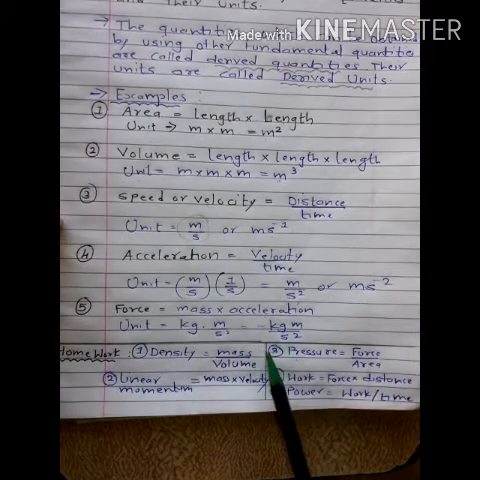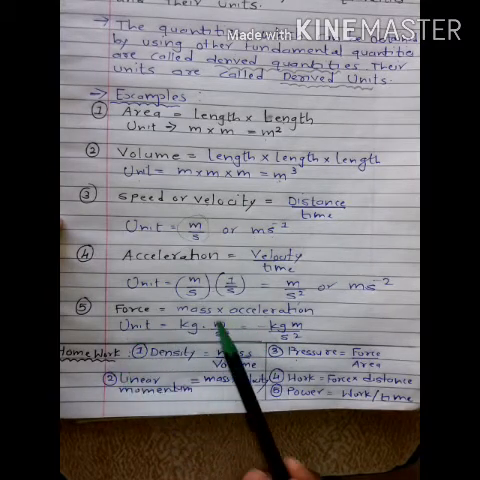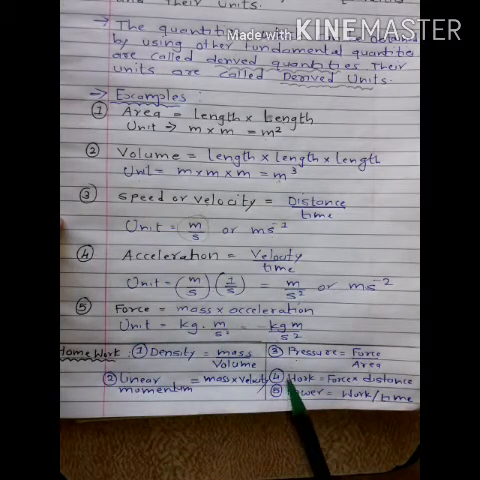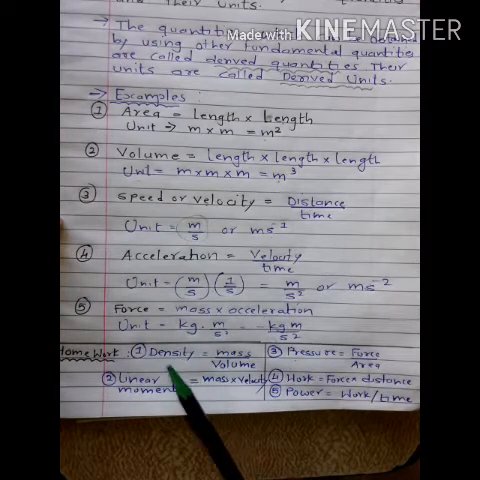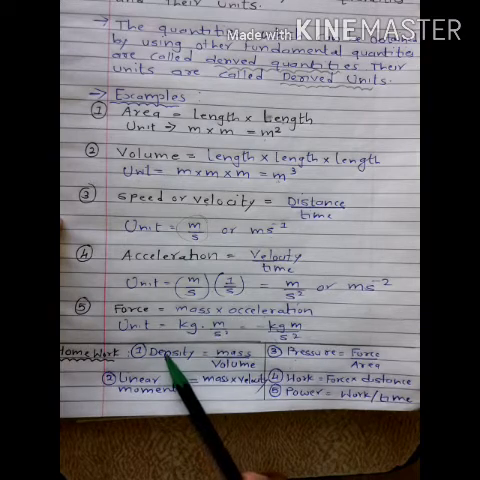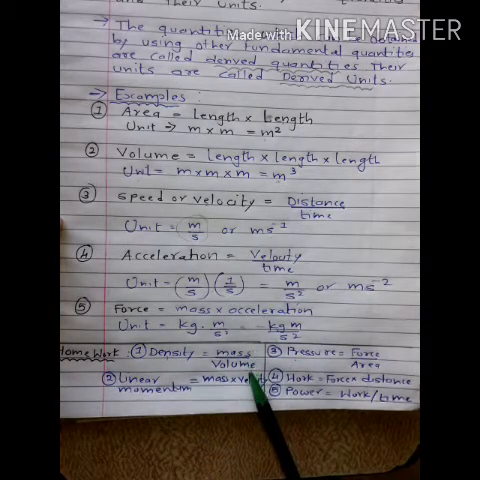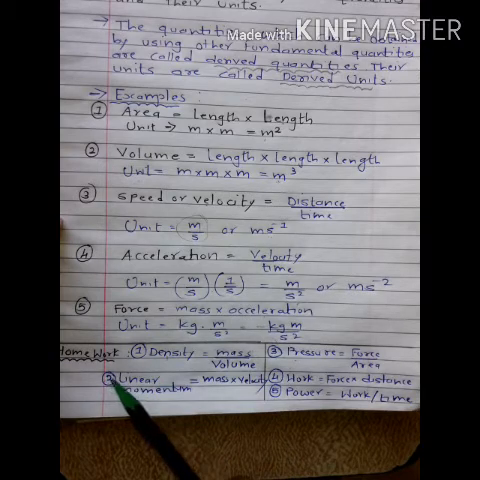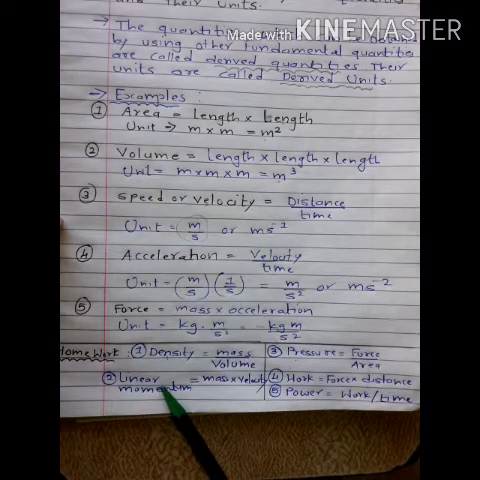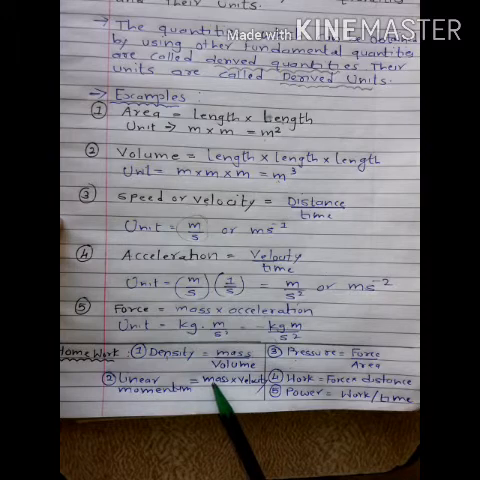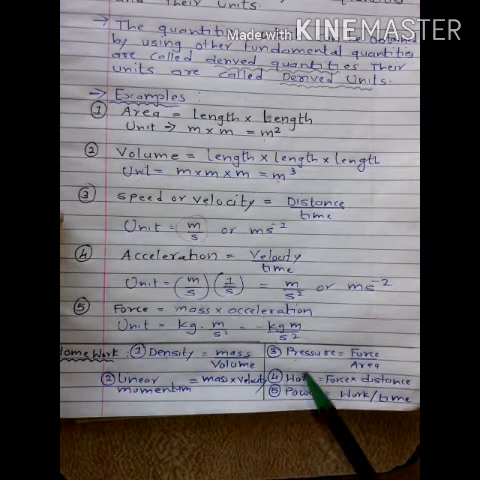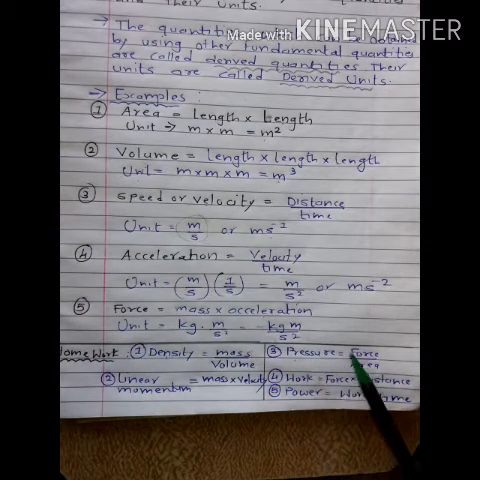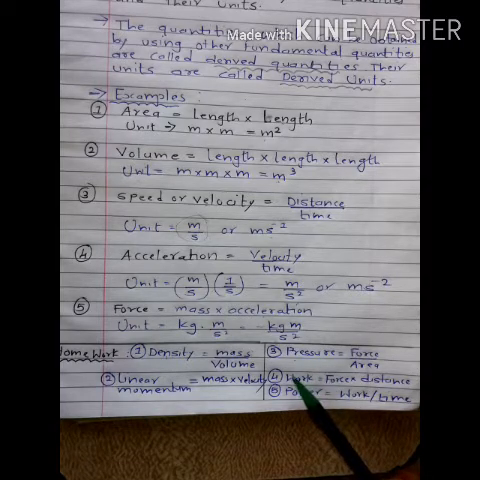Now here we have some examples of other derived physical quantities. Try to find their units in your homework. Number 1, density. Density is equal to mass upon volume. Clear? Number 2, linear momentum. The equation of linear momentum is mass into velocity. Find its derived unit. Number 3, pressure. Pressure is equal to force upon area. Try to find the unit of pressure.